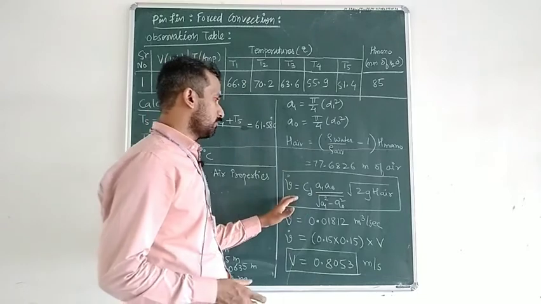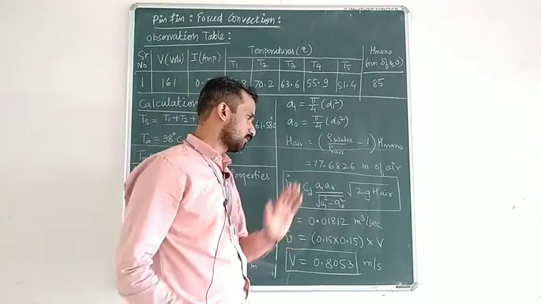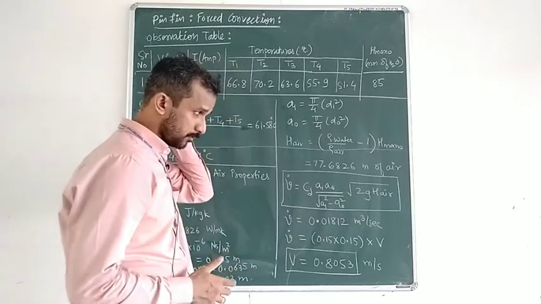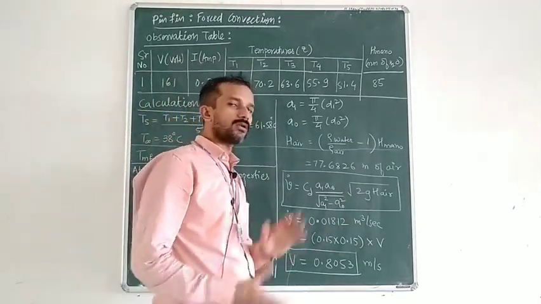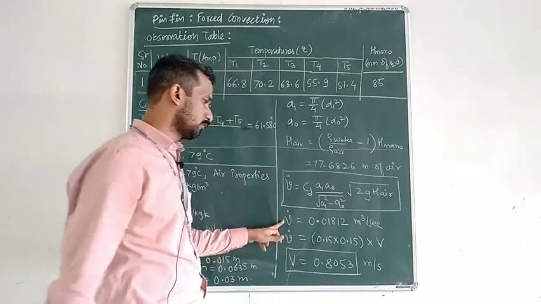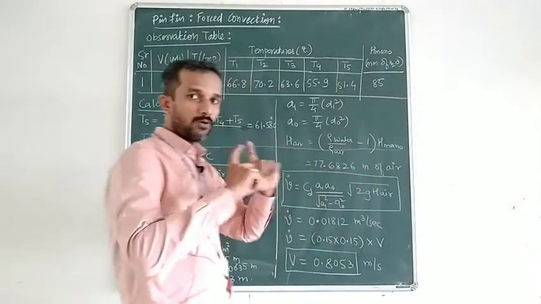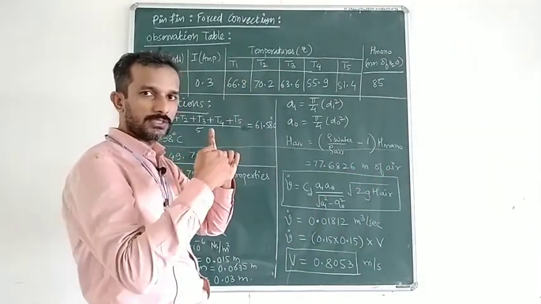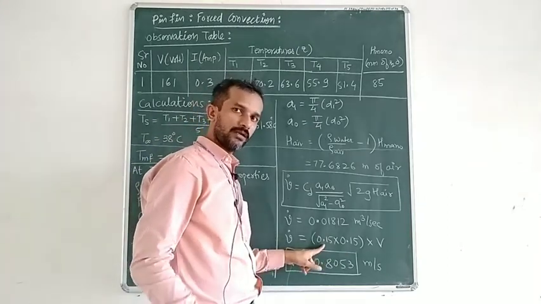The corresponding volume flow rate can be obtained with the formula for the orifice meter, that is coefficient of discharge into this formulation, and we get the volume flow rate as 0.01 meter cube per second. With the help of this volume flow rate, we want to find out the velocity in the square duct. What is the velocity in the square duct? That will be the velocity over the fin surface. So that is why we have to take the cross section area of the square duct here.